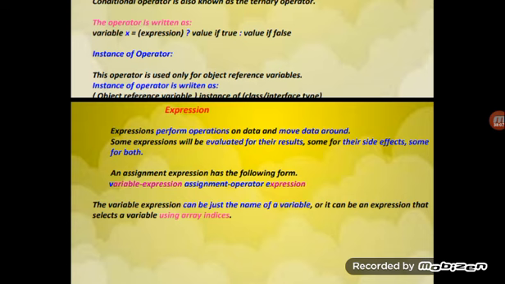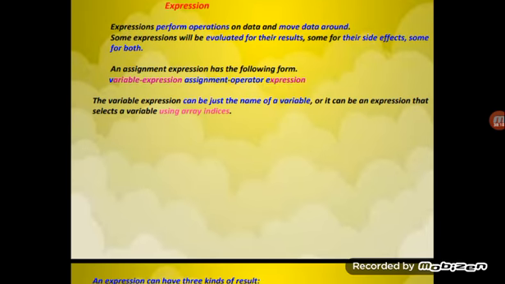Instance of operator is written as object reference variable. Instance of class or instance of type will be there. This is about the instanceof operator. And the next one is the expression.